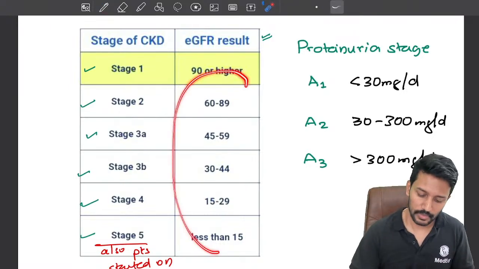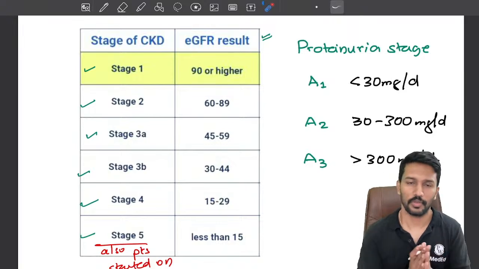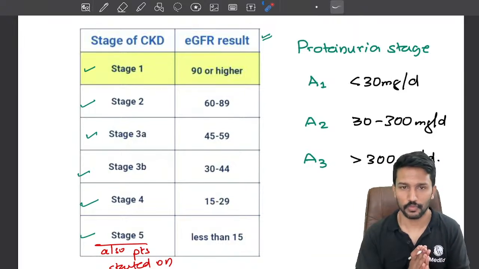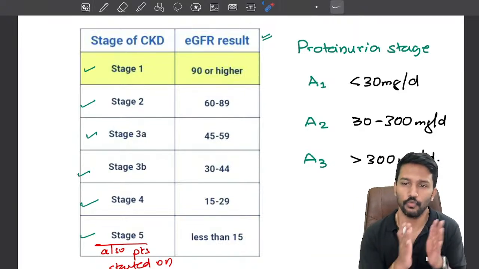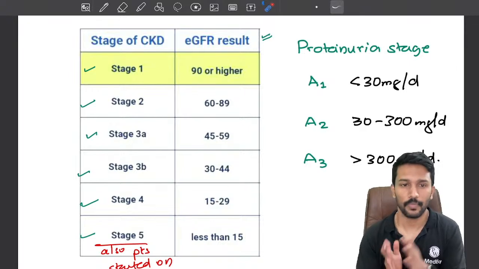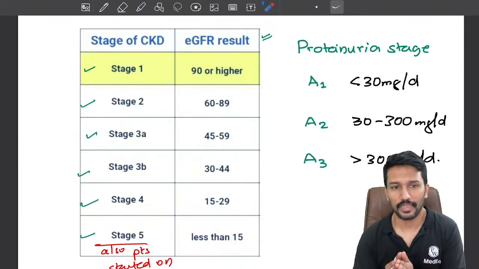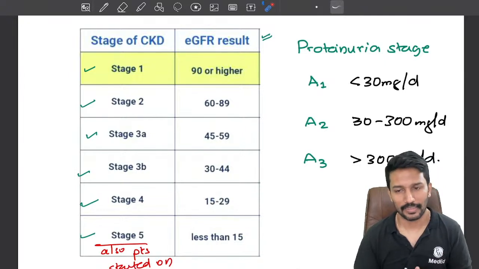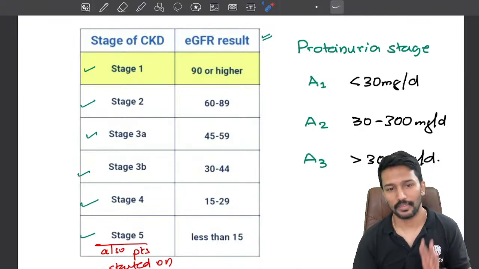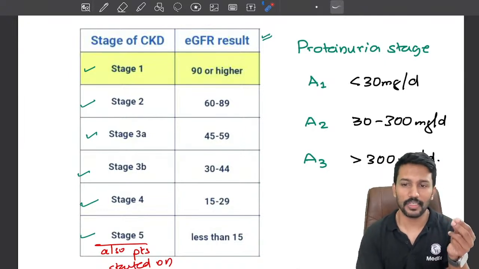Should I remember these numbers? Absolutely yes. You need to remember the numbers, right? 90 or higher, stage 1, 60 to 89, stage 2, 45 to 59, stage 3A, then 30 to 44 is stage 3B, then 15 to 29 is stage 4, and less than 15 is stage 5, or on dialysis is stage 5. That will give you the G number of staging.